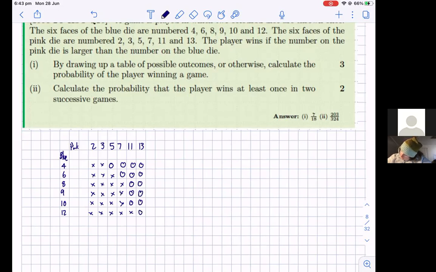So we've got 1 plus 2 plus 5 plus 6. Yes, I'm doing it on a calculator, don't shame me. 36 total options. So the probability of winning is 14 out of these 36, which is 7 on 18.